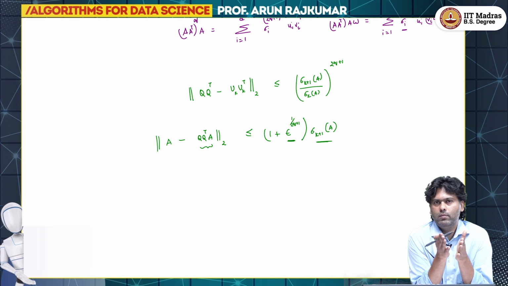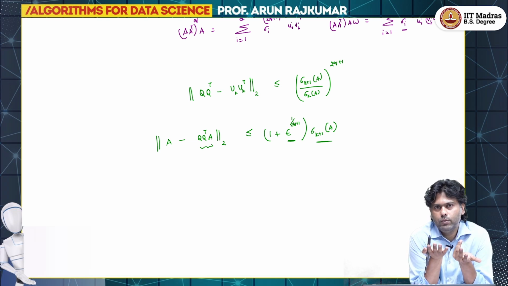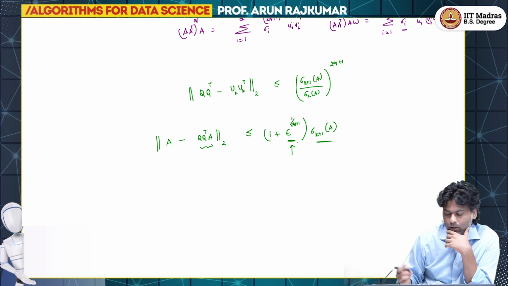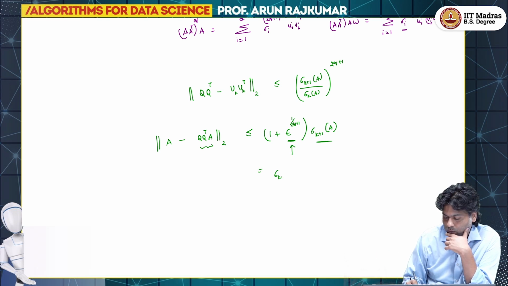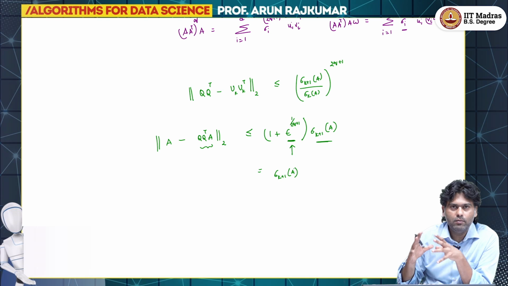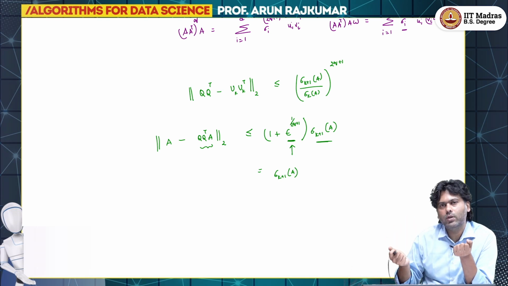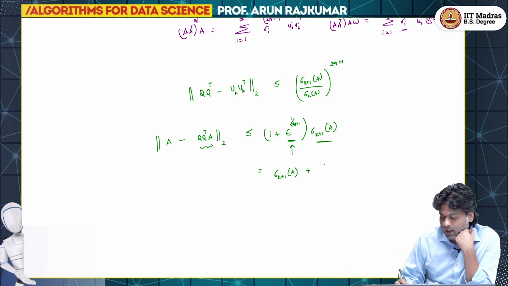You cannot do better than what the naive SVD gives you. But how much worse you are with respect to the naive SVD depends on how much extra you are suffering. So, this is sigma k plus 1, which is something that you cannot get rid of. That is something that any rank K approximation has to suffer. But the extra that I am suffering now is like this epsilon prime, which is epsilon power 1 by 2q plus 1 times sigma k plus 1 of A.